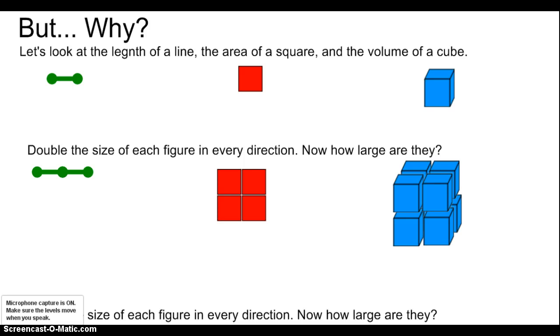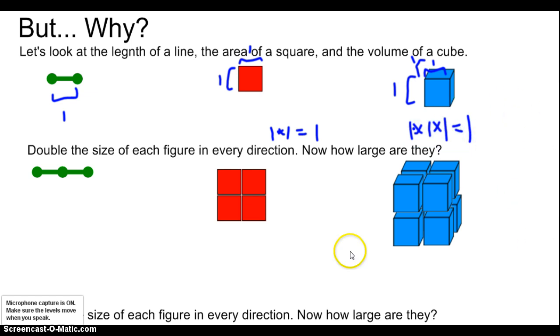So, why are we so bad at volume? Well, here's why. Think about the length of a line, the area of a square, and the volume of a cube. The length of this line is 1. The area of the square is 1 by 1, which is 1. And the volume of this cube is going to be 1 by 1 by 1, which is 1.